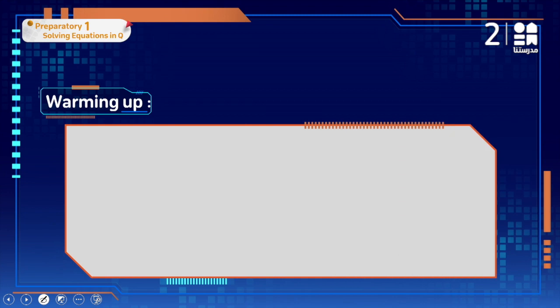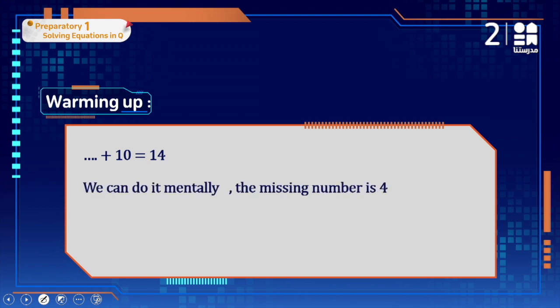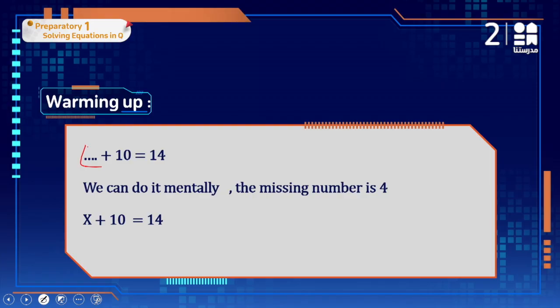Solving equations. Our warming up for today's lesson is, for example, if we have a missing number plus 10 equals 14, we can do it mentally. The missing number is 4. How can we know it? Because 10 plus what is 14, so the missing number is 4. Instead of this blank or the missing number, we are going to put a variable. For example, I'm going to put x plus 10 equals 14, so immediately x equals 4.